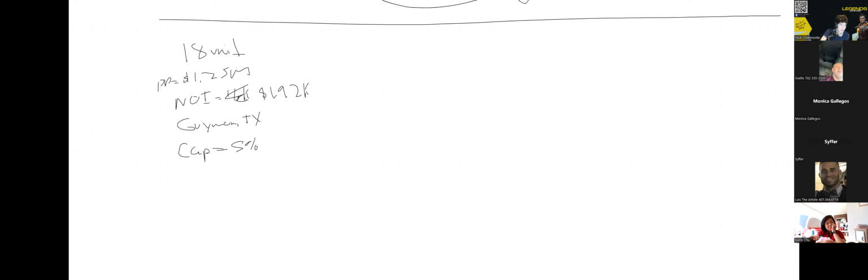So the yearly NOI is 192,000. So 192,000 divided by 0.05, which is the cap rate. I'm just going to check your math, but I'm pretty sure it's right. It is 3.8 million. You're buying this property for 1.25 million, correct? And the NOI is 192,000, which means the NOI is like 15% of the total purchase price.